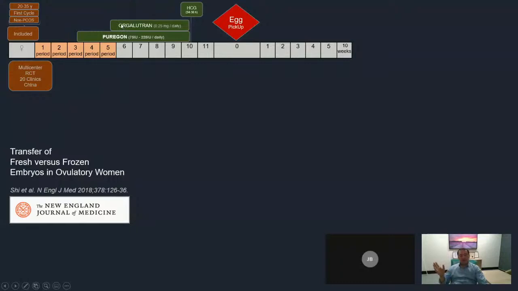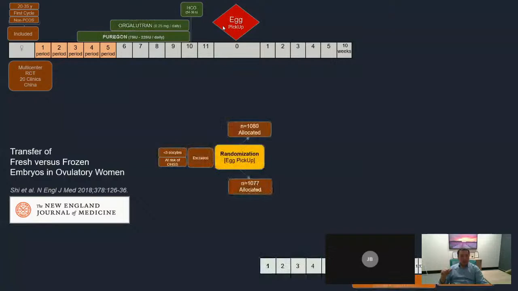Then pituitary down regulation was achieved using Orgalutran, which means they were all in an antagonist protocol. Once one or two follicles reached 18 millimeters or larger, the patient had the HCG trigger, and after 34 to 36 hours, they had the egg pickup procedure. Remember, this was done in 20 different clinics, but they all followed the same protocol for patients who were recruited for the study, not just invited to the study.